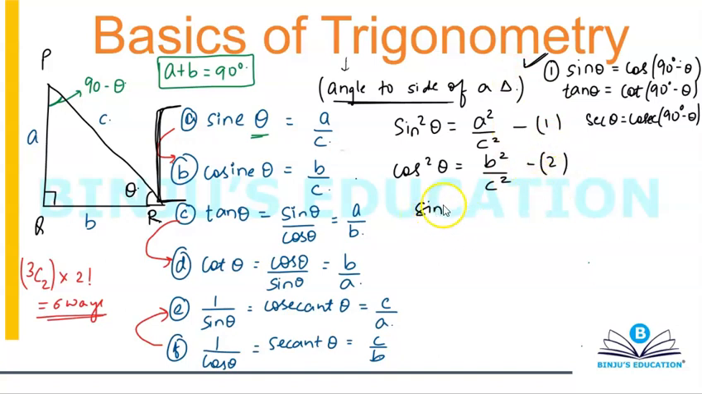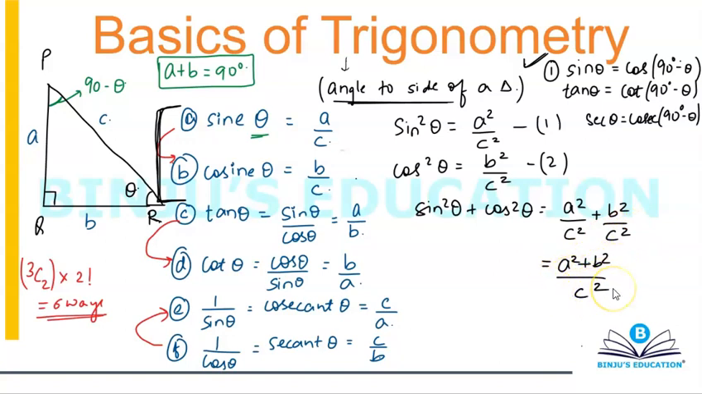So I'm going to get sine squared theta plus cos squared theta is equal to A square by C square plus B square by C square, which is equal to A square plus B square by C square. Now, this PQR is a right angle triangle, right angled at Q, C being the hypotenuse, A and B being the legs, which means you can very well use the Pythagoras theorem. And what's the Pythagoras theorem? That is, in any right angle triangle, hypotenuse square is equal to the sum of the squares of the other two sides. So A square plus B square is nothing but C square. So this is C square by C square, which is simply equal to 1.